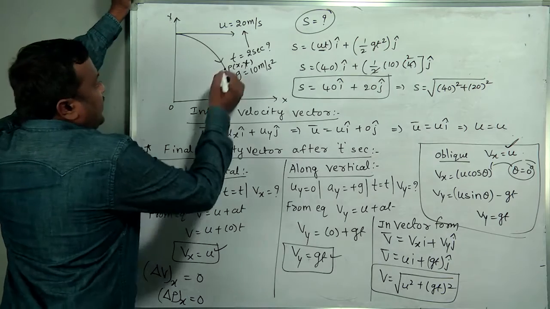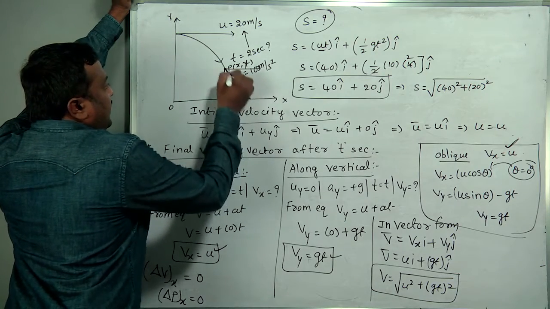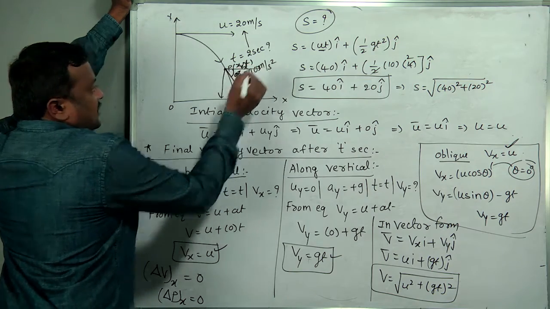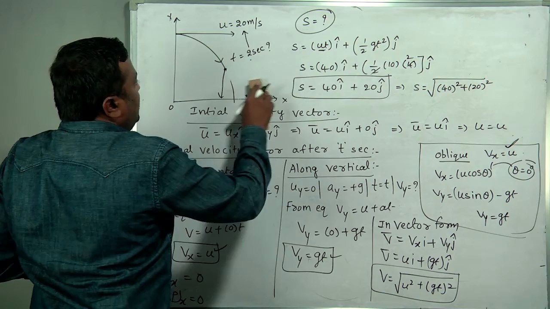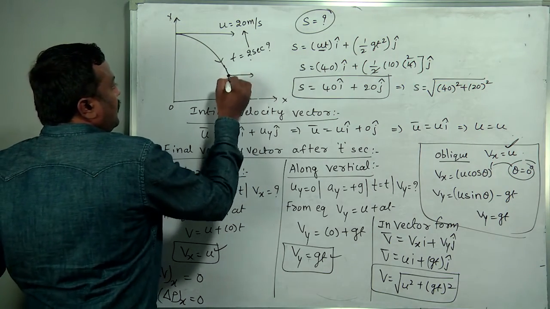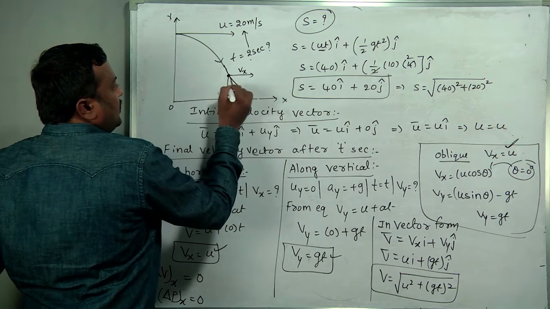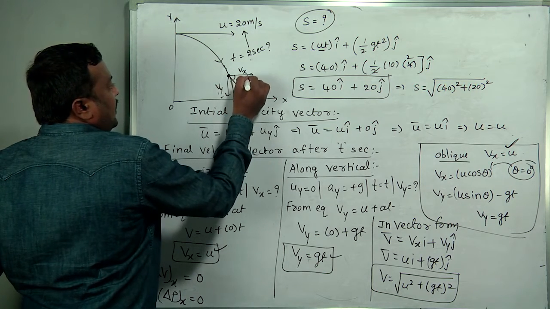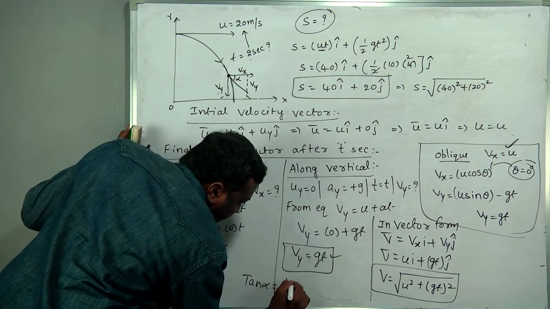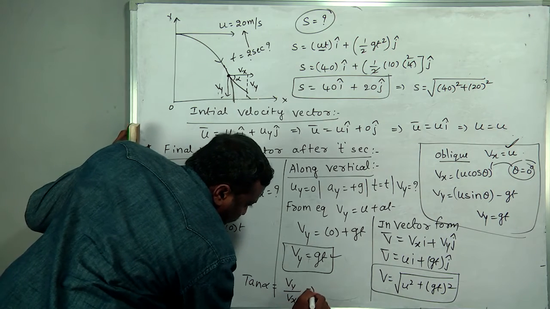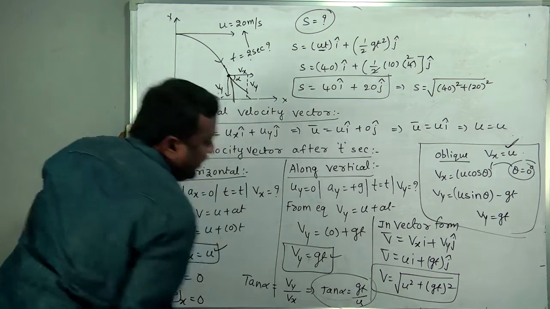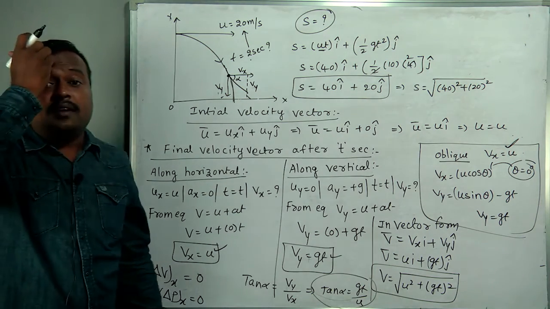And also one more point, direction of resultant is also possible to find here. If we consider this is alpha, then this is Vy, this is Vx. See, direction of resultant is also possible to find. Then tan alpha is equal to Vy by Vx. Then tan alpha is equal to gt by u. Alpha is equal to tan inverse of gt by u.